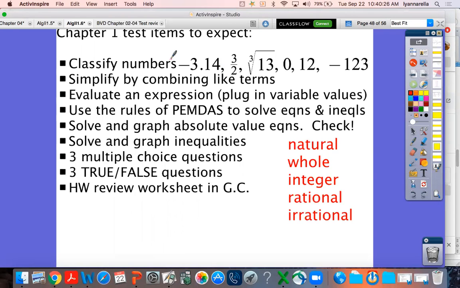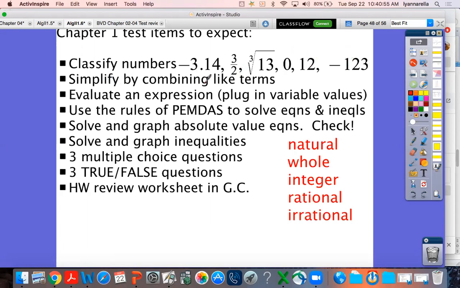So on the test, you might have to classify numbers. So if I said, is -3.14 natural, whole, integer, rational, or irrational, you would say, well, it's a decimal, so it's rational, but it's not an integer, whole, or natural. Fractions are also rationals. Cubed roots of things that don't come out to exact integers have to be irrational. 0 is whole, 12 is a whole number. 0 is whole, 12 is a counting number, and -123 is an integer.